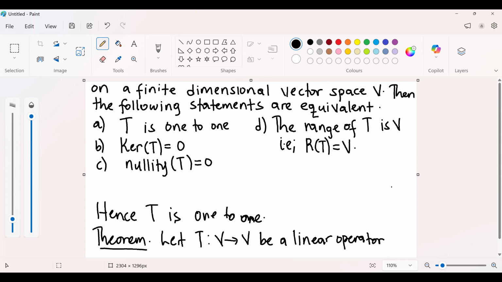That if T is 1-to-1, then the kernel of T is 0. Now, if the kernel of T is 0, we have seen previously that nullity is the dimension of the kernel. So if the kernel is 0, then we only have the zero vector in the null space. That's why nullity has to be 0. Also the range, the image of T, since it is mapping from the same thing to the same thing, the image should be the whole of V.